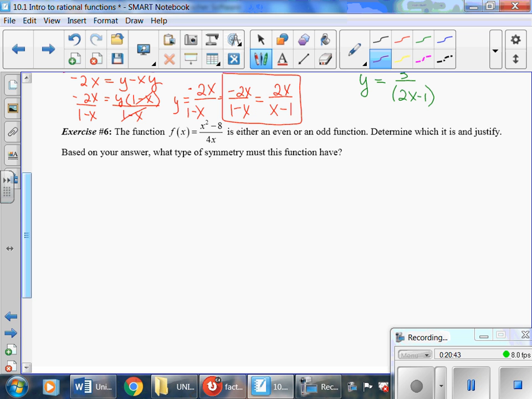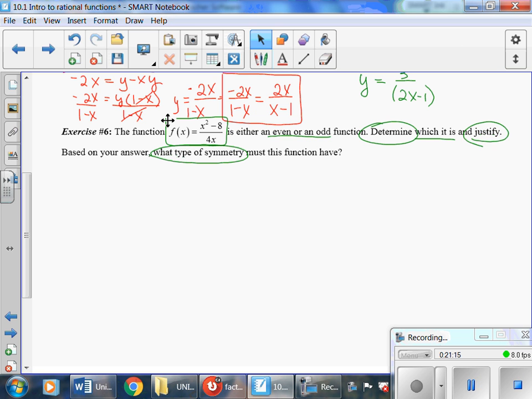So in this case, it's telling us this is the function. It's telling us it's even or odd. Make sure to determine which it is and justify, okay? Based on your answer, what type of symmetry must this function have? So this is one of those multi-step problems, and it's really important to make sure that when you think you're done, go back and read the question again and make sure you are done. So if it's an even or odd function, I think the easiest thing to do is go to your calculator.